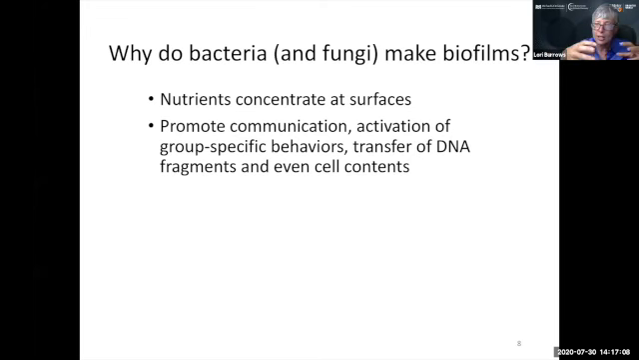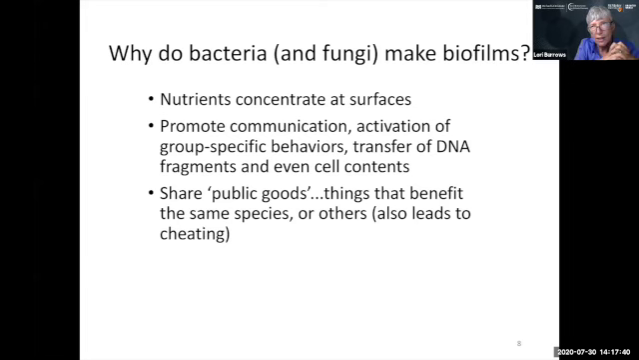Growing as a community like this allows the easy transfer of DNA fragments between cells, and that is a significant problem for the transfer of antibiotic resistance and even cell contents. So some bacteria can actually fuse their cells to one another and transfer cell contents. But again, if you're growing as a free swimming cell, you can't do that because you actually need to be in close proximity with another cell and for long enough that this can happen.